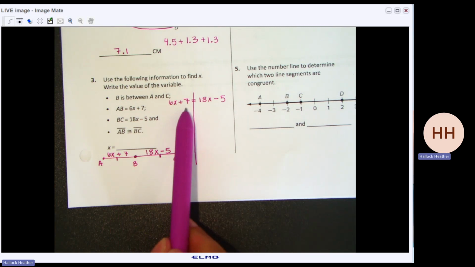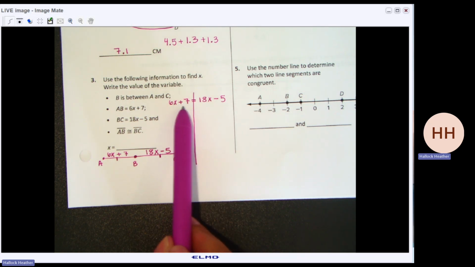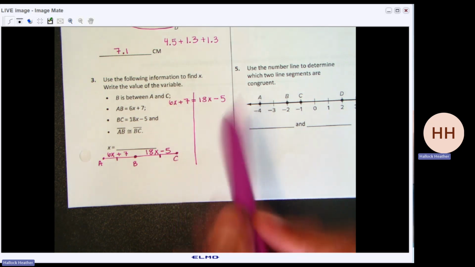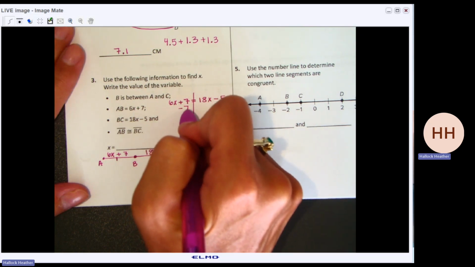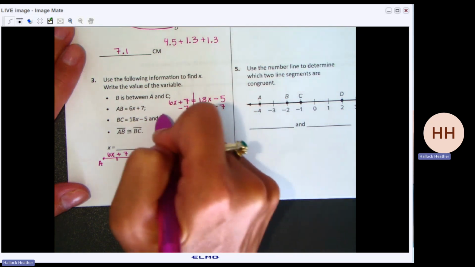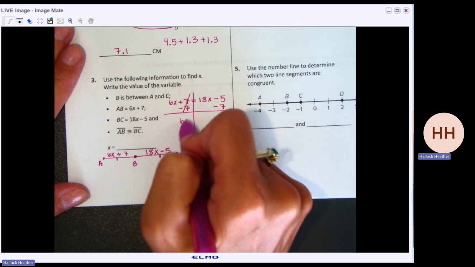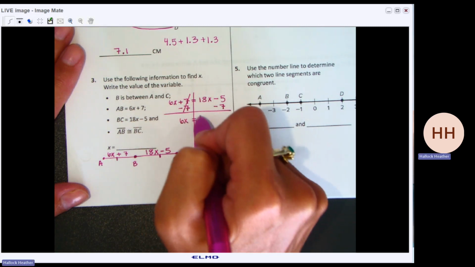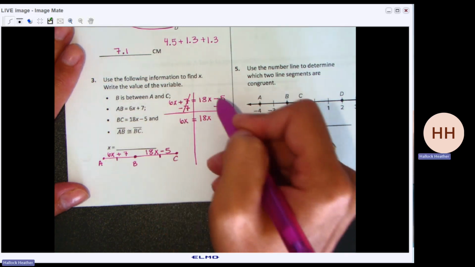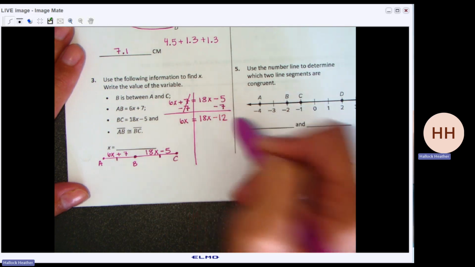I'm going to move the 7 to the other side of the equation. So I'm going to do the opposite of adding 7. I'm going to subtract 7 from both sides. 7 is a number, so it has to line up with the number on the other side. So if I cross them out, I bring down 6x equals 18x. Negative 5 minus 7 is negative 12.